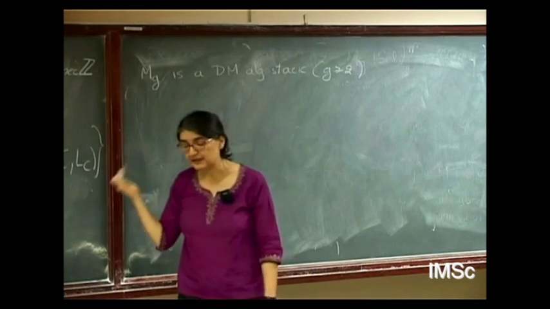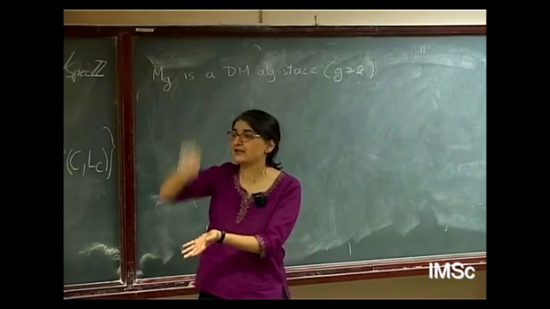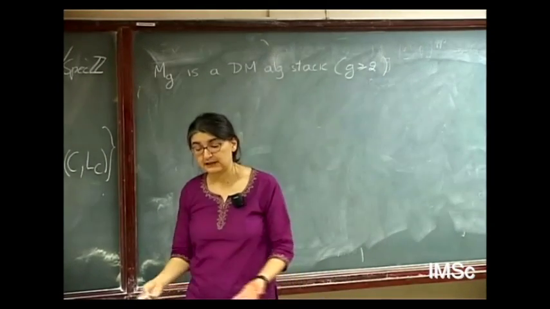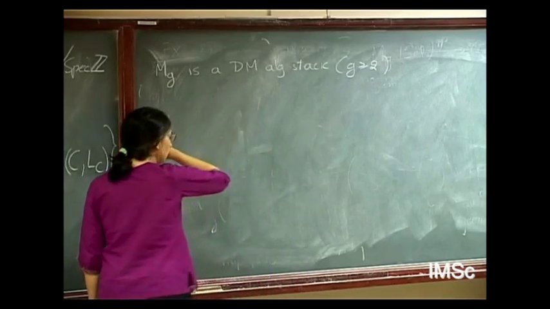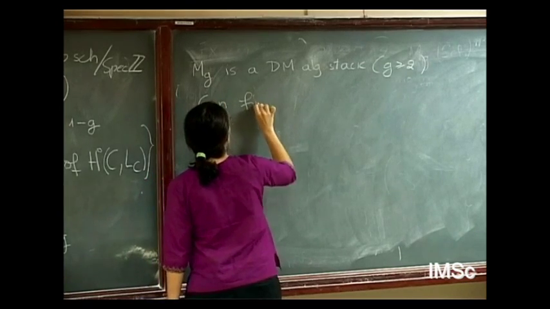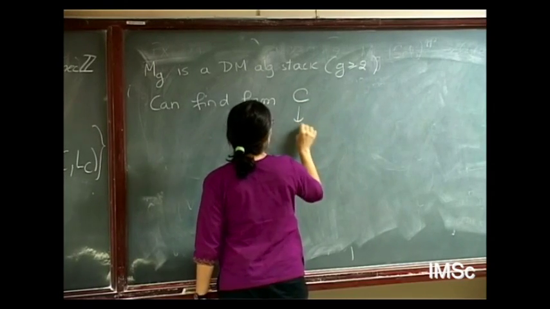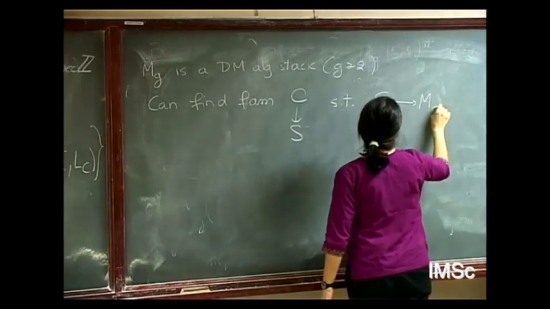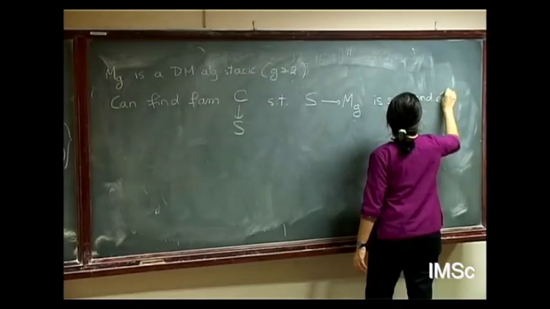So notice that the families we have defined so far aren't étale at all. They are smooth, because the fiber is a curve, which is a big thing. But what you can do is find, and let me not go into detail, families C over S such that the morphism S to M_g is surjective and étale.